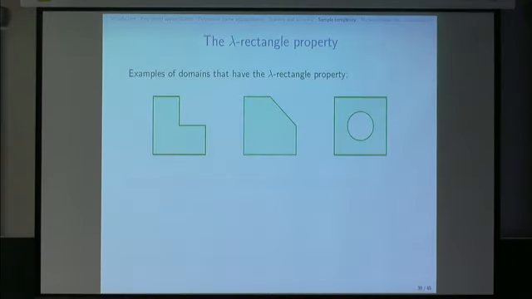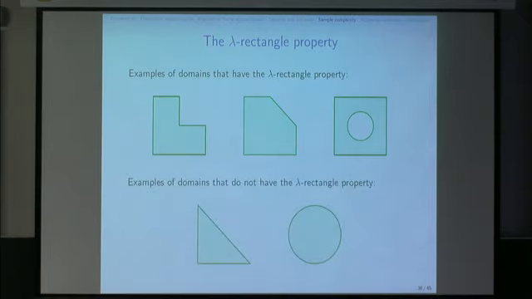Just to point out, here are some domains that have the lambda rectangle property. Of course, an L-shaped domain is a union of two rectangles. This is a union of countably many rectangles, with lambda being about a half. And also this is a union of countably many rectangles as well. So these domains I think are quite interesting because you can think of scenarios where this represents some linear dependence on your parameters that you didn't know in advance, and this represents some condition that your parameters, y1 squared plus y2 squared, can't be too small.